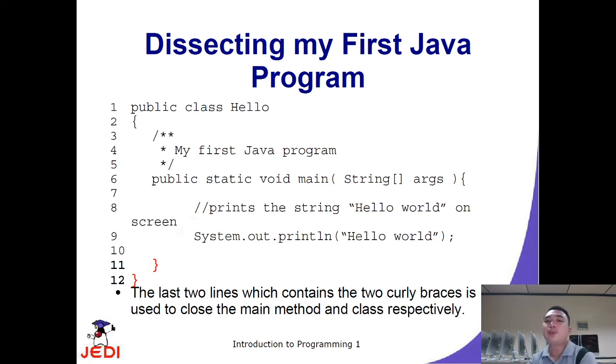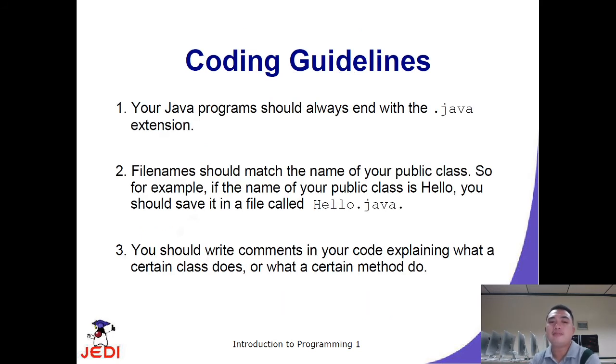We'll have an example later after we discuss the programming fundamentals in NetBeans. Later na lang. File names should match the name of your public class. So, for example, if the name of your public class is hello, you should save it in a file called hello.java, as I mentioned earlier. You should write comments in your code explaining what a certain class does or what a certain method does. Okay?